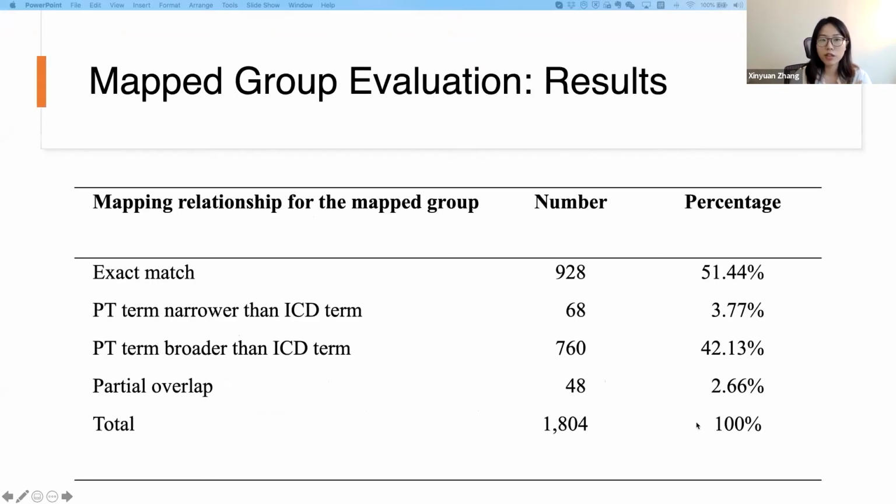So here's the results for our map group evaluations. As you can see, among all the map pairs provided by UMLS, our annotators found only 51.44% as exact match. And we had a Cohen's kappa inter-reader reliability score of 0.88. So it indicates that our evaluators are pretty confident about that result.